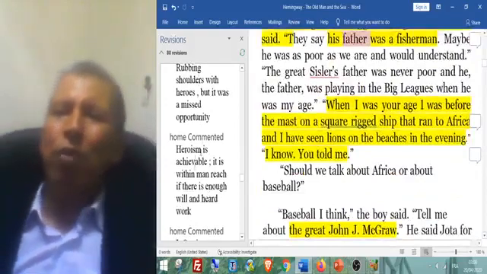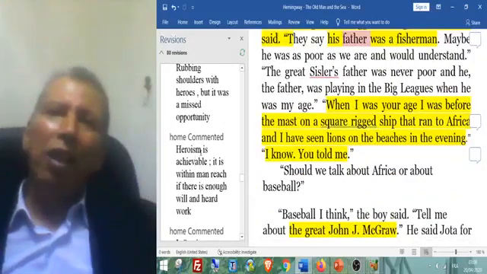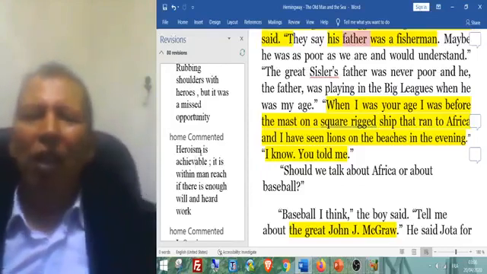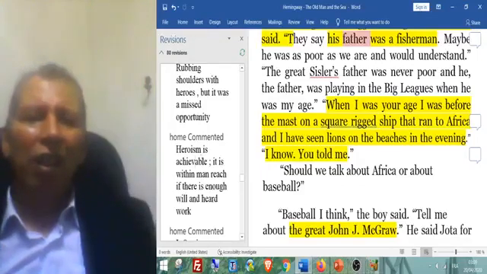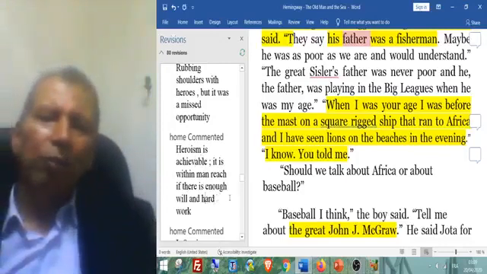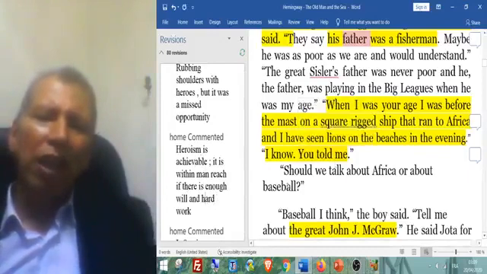Moreover, heroism in baseball, as well as in fishing, as well as in any other field or area or profession, is achievable. It is within man's reach if there is enough will and hard work, and hard work. If there is enough will and hard work.